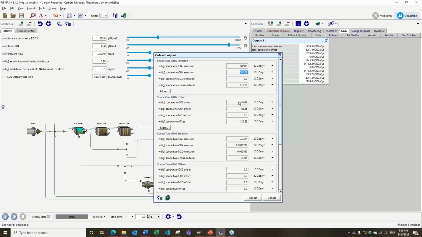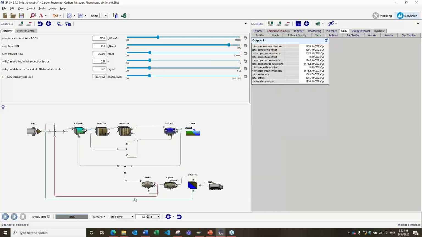There is some offset that we are taking with respect to the biogenic carbon here, but it does not really lead to a huge offset. So there is still a large amount of methane gas that is being released and contributing to a large amount of emissions here. So that's the kind of analysis that you can do.